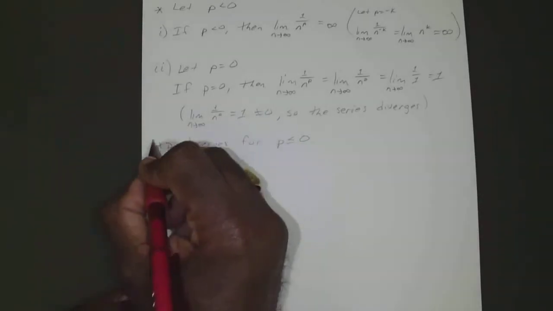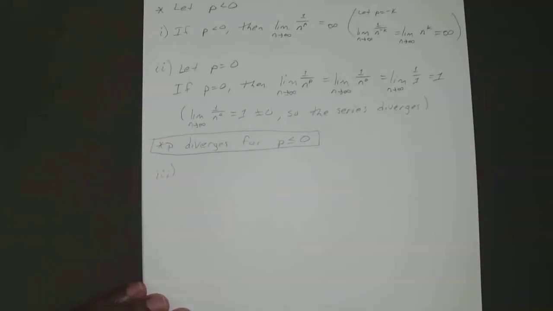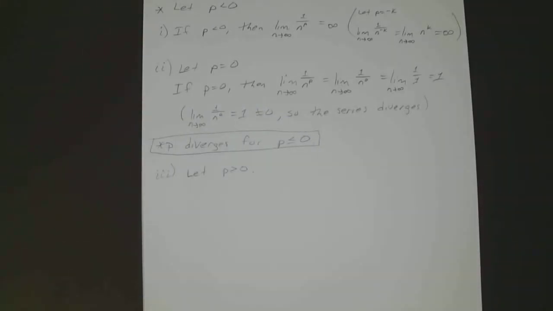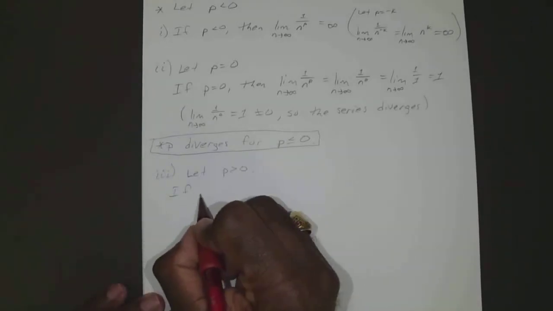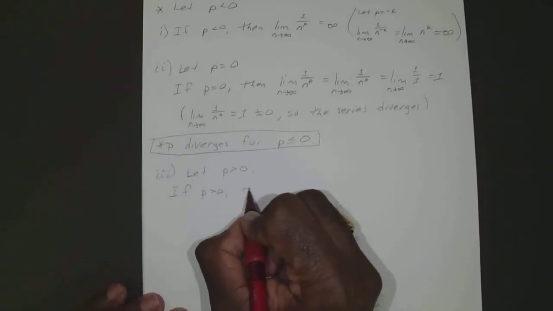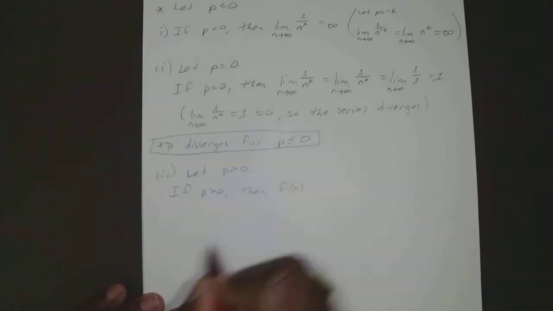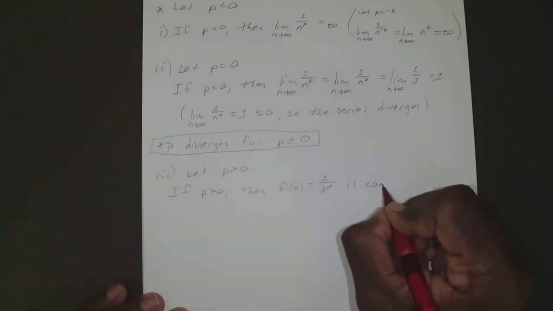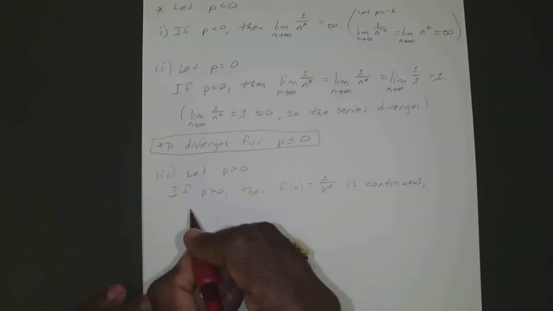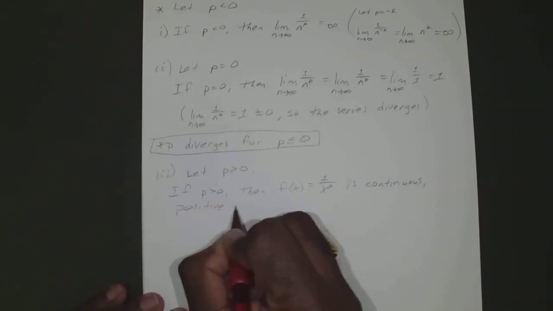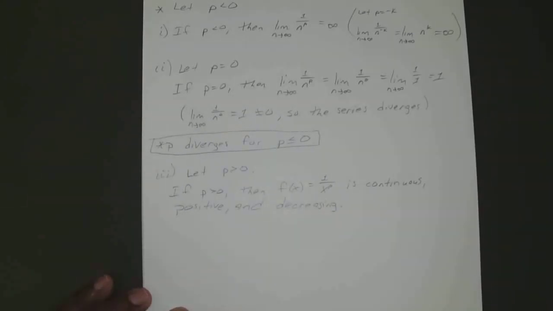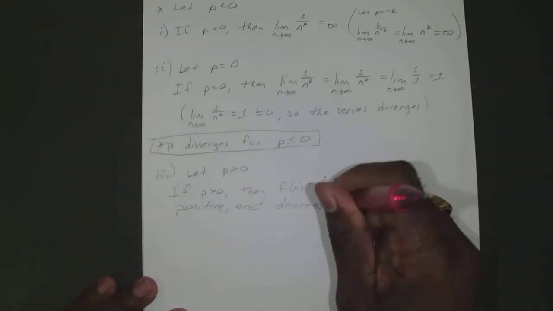Okay, so we'll kind of block this off. So we already know that if p is greater than 0, then f of x equals 1 over x to the p is continuous, positive, and decreasing for x greater than or equal to 1.